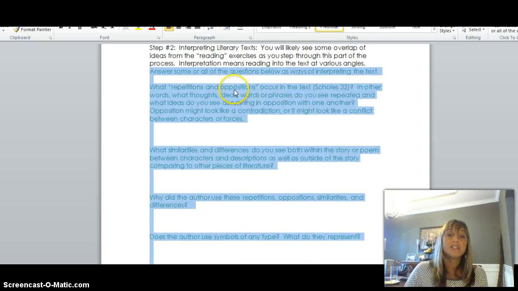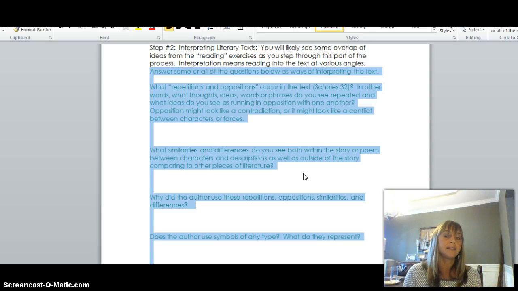When I say repetitions and oppositions, that's a Scholes term. I'm looking for maybe certain words that are repeated, certain ideas, certain moods, or certain conflicts, certain opposites. Sometimes you see characters who are opposite or opposing sides on either side of a conflict, or maybe they will talk about it being a beautiful day on top of a tragedy happening. That's an opposition.